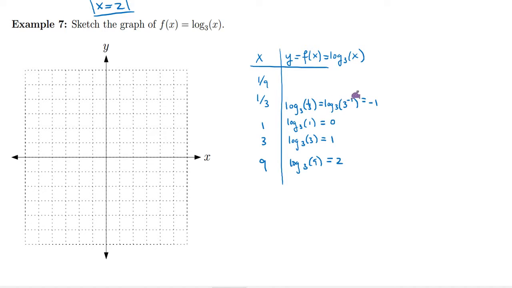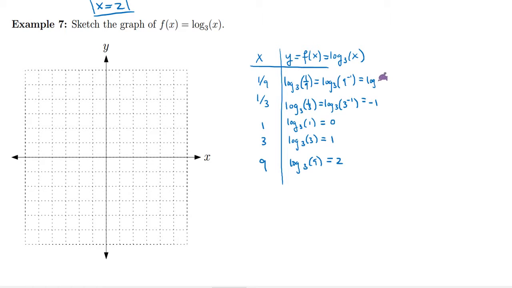Those two kind of annihilate and you get the exponent there. What about log base 3 of 1/9? Well, that's the same thing as log base 3 of 9 to the negative 1. And 9 is 3 squared. So that should help you here. 3 to what power gives you 9 to the negative 1?